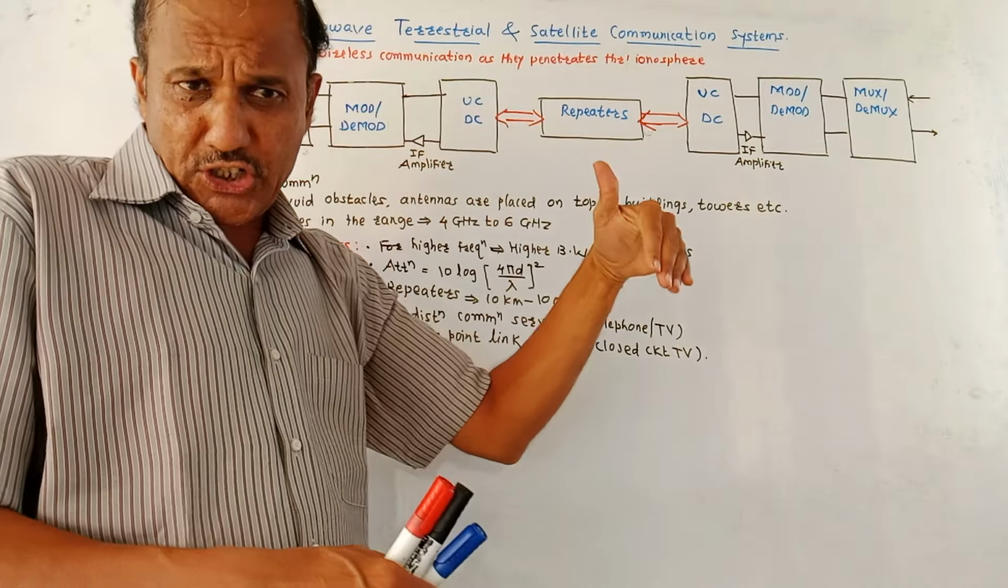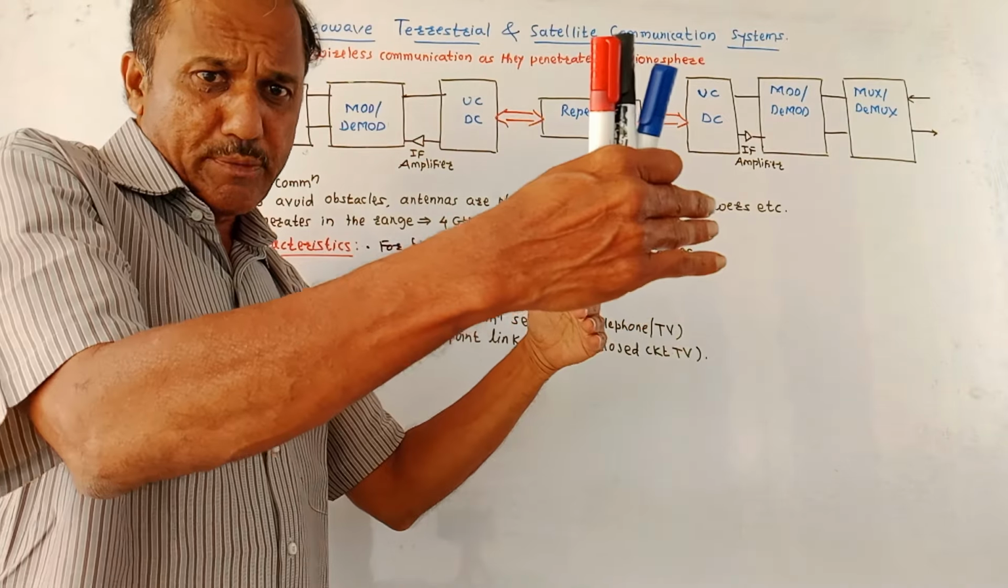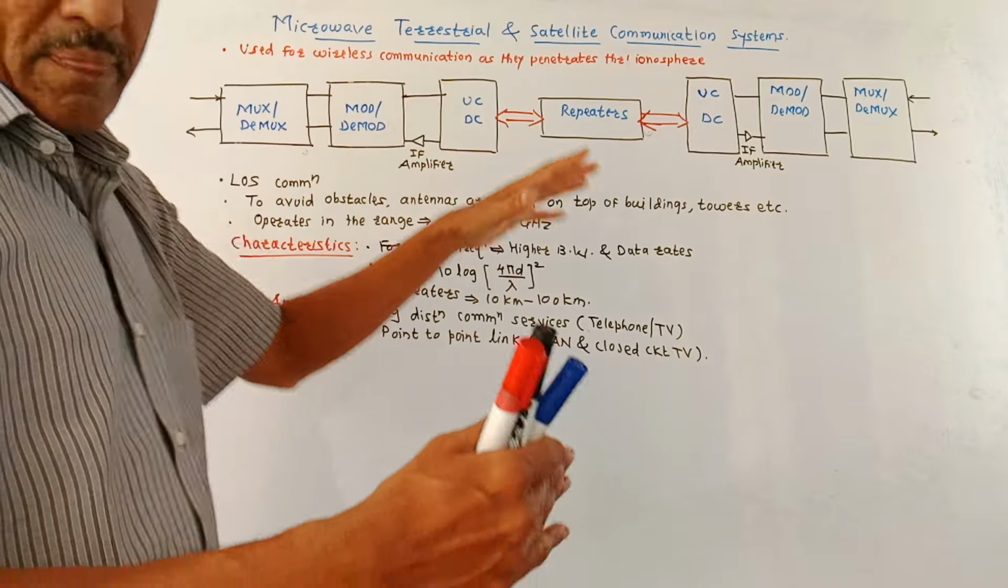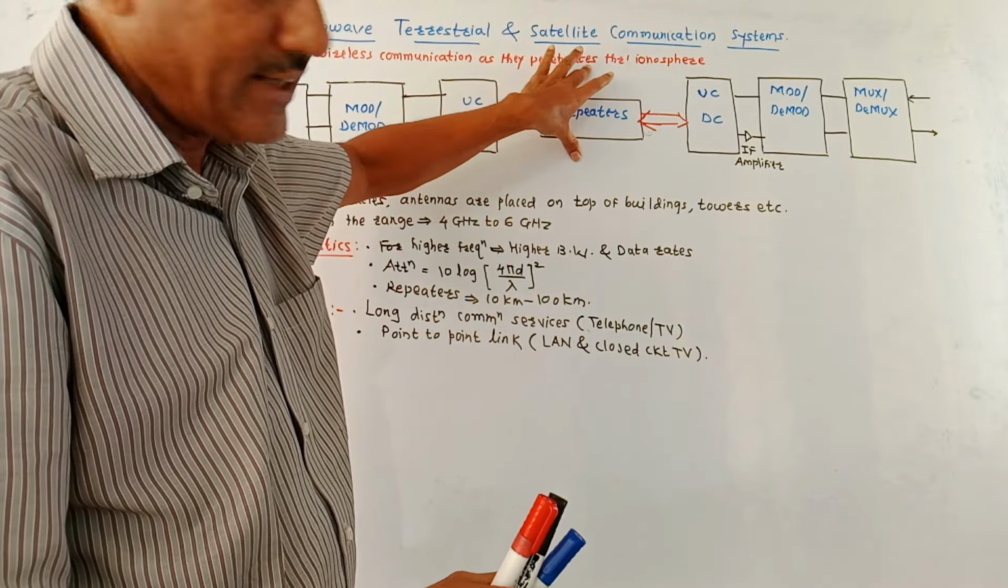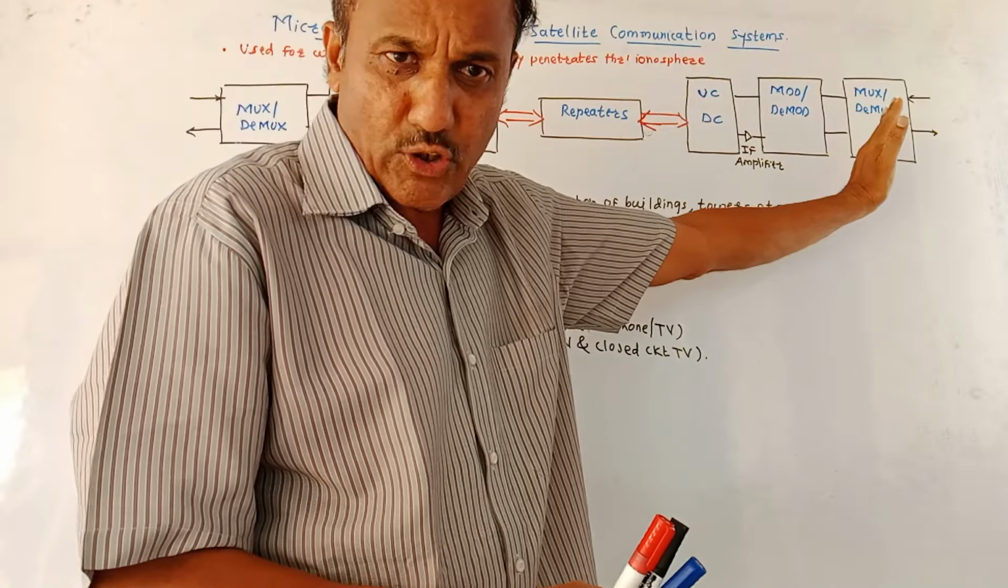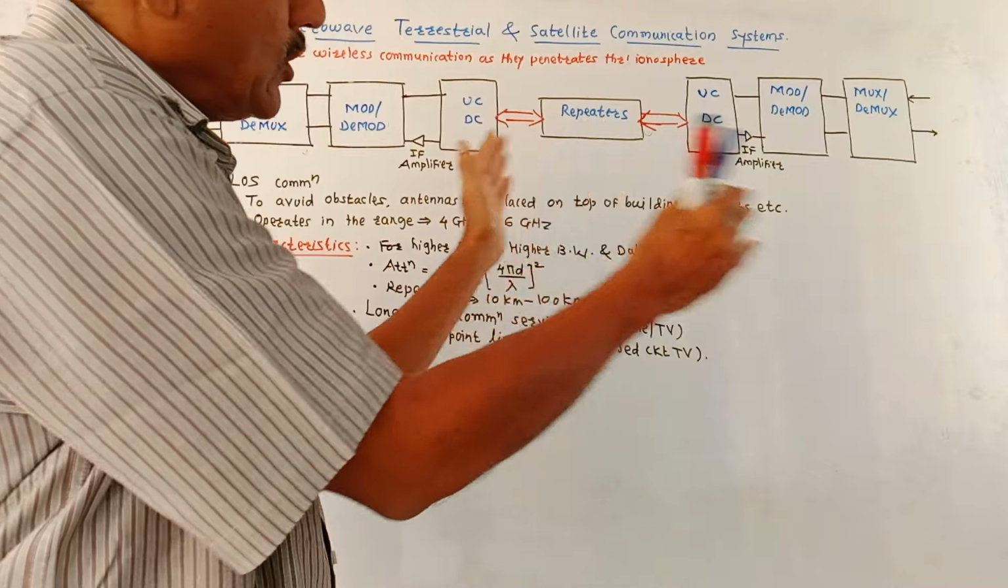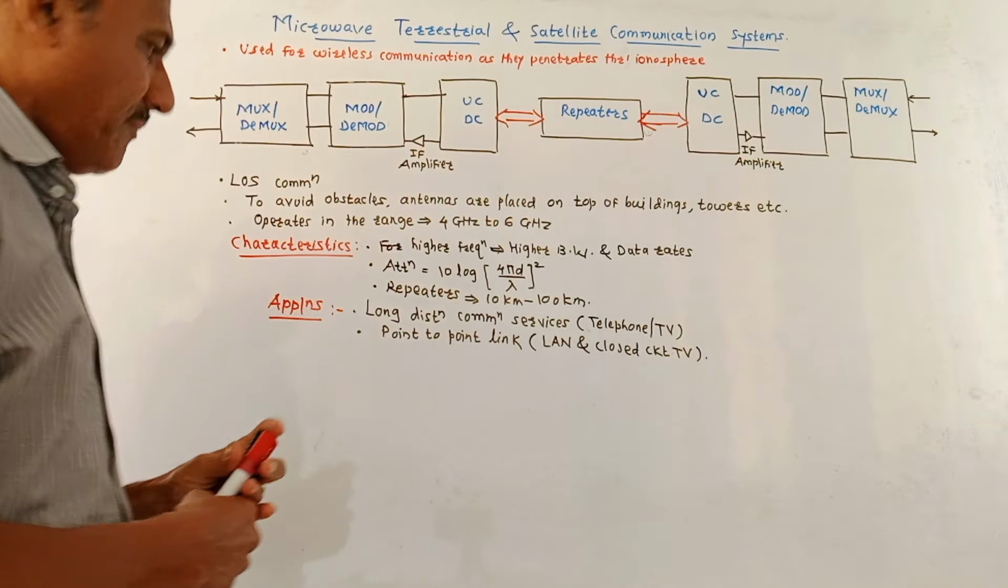This communication usually takes place over thousands of kilometers distance. So the signal is getting corrupted, and many times repeaters are required. Then again, the same blocks are shown at either end because this is a two-way communication system.